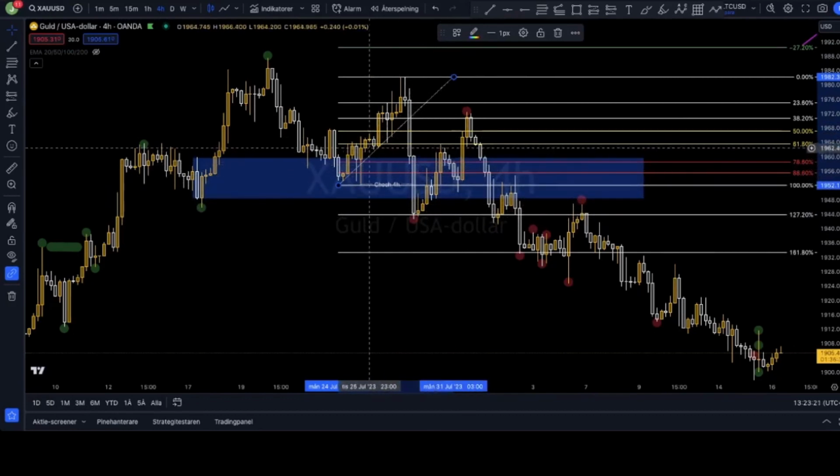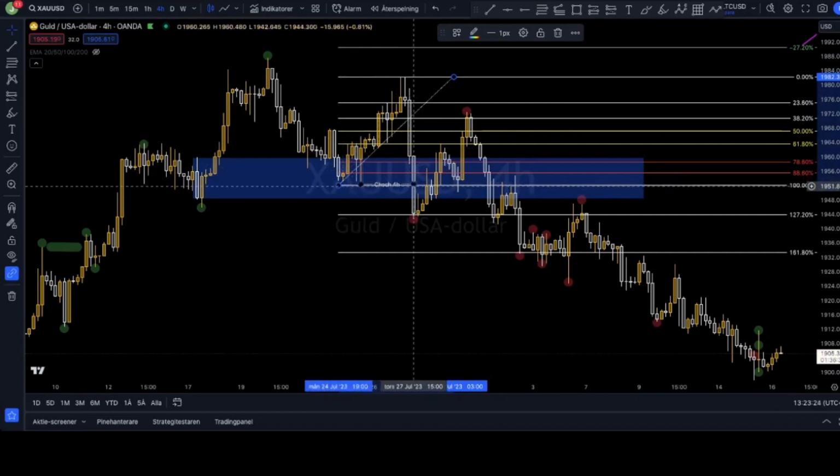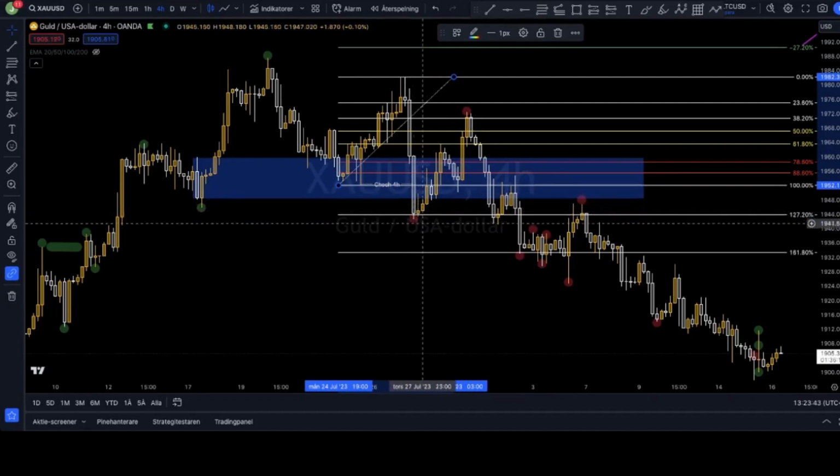So when you see a change of character, the market breaks the structure, you can almost always rely on the market hitting this level. And this is where you can put your take profit in this case. Most often than not, you will be right when you're putting your take profit here.